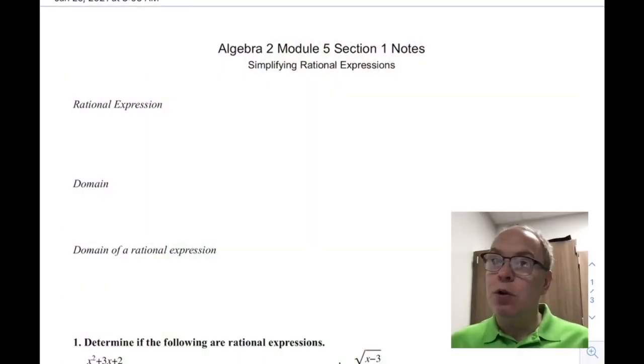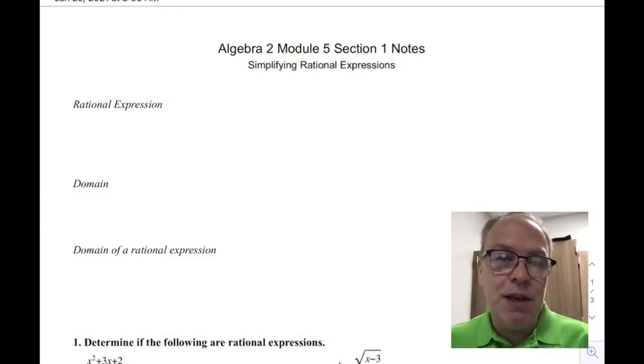In Module 5, we're going to begin working with rational expressions. So today's goal is section 5.1, where we are going to learn what a rational expression even is. So let's dig into these notes.